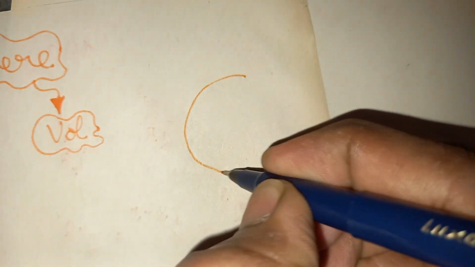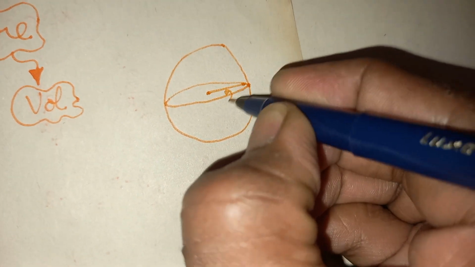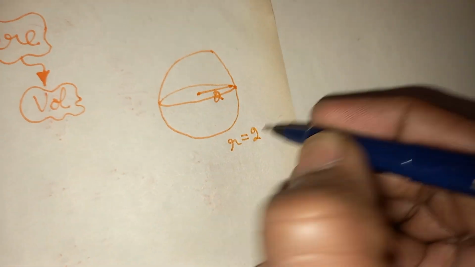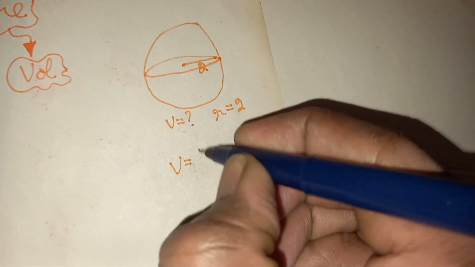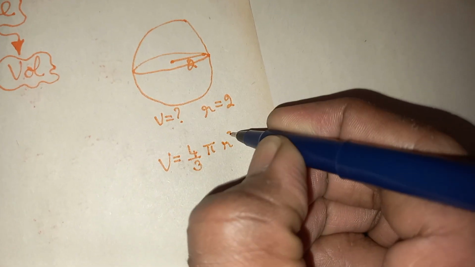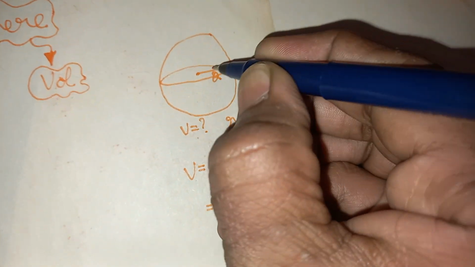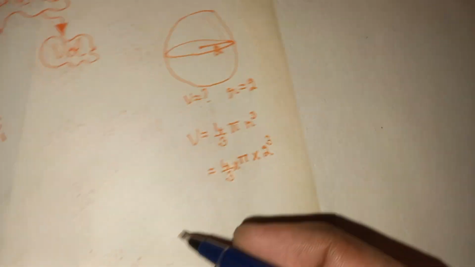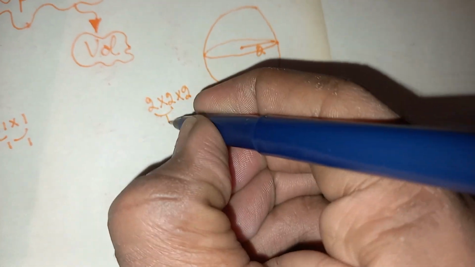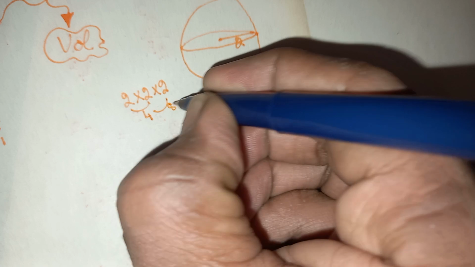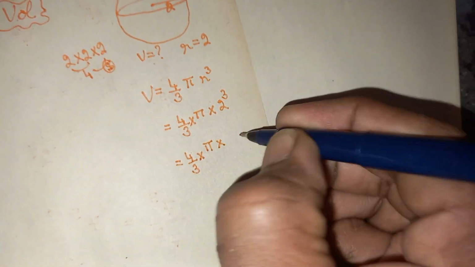Let's take one more sphere. The radius they have given us is 2 units. Here also you need to find the volume of the sphere. The volume of a sphere is 4 by 3 pi r cube, so it becomes 4 by 3 times pi times, here the radius is 2 units, so it is 2 cube. 2 cube means 2 times 2 times 2. 2 times 2 is 4, 4 times 2 is 8, so it becomes 4 by 3 times pi times 8.